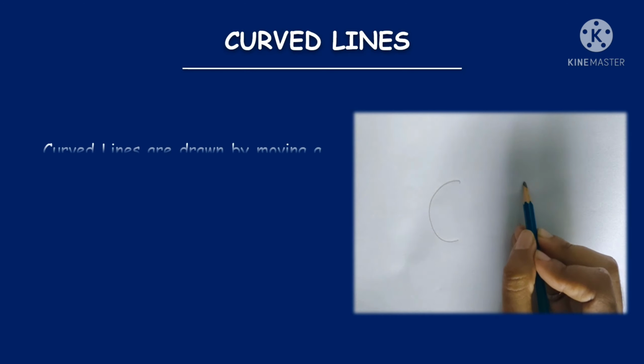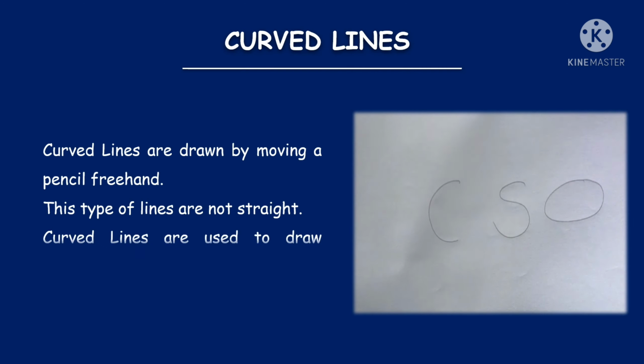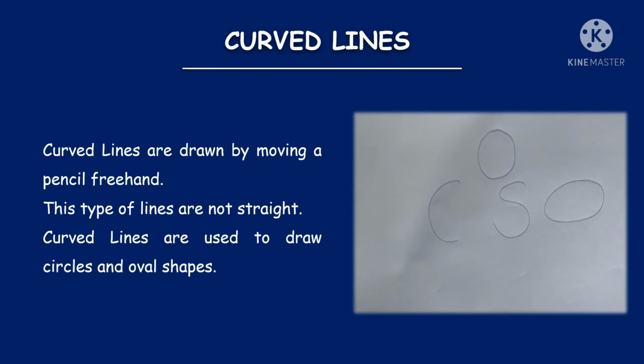Curved lines. Curved lines are drawn by moving a pencil freehand. This type of lines are not straight. Curved lines are used to draw circles and oval shapes.